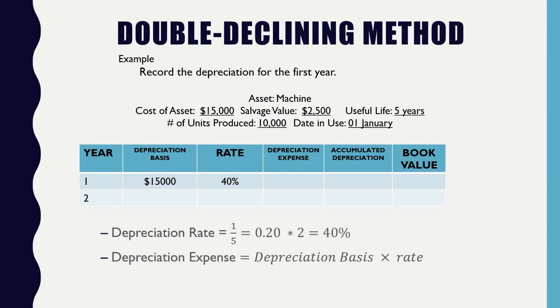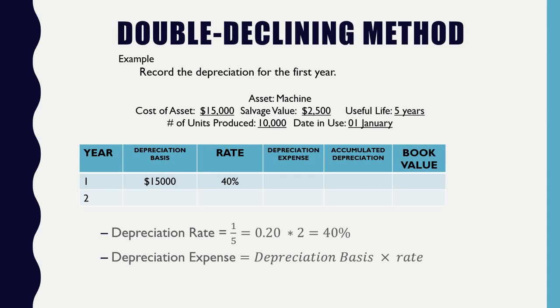So in this case, it's basis times rate. You're going to take your 15,000 and multiply it by 40%, which is 0.4. Or in other words, you could just divide the whole thing by 20%.